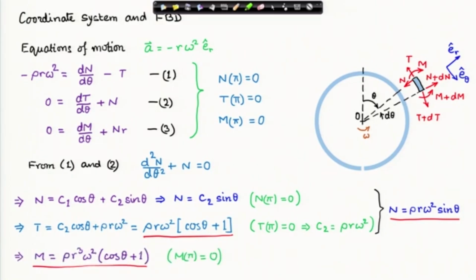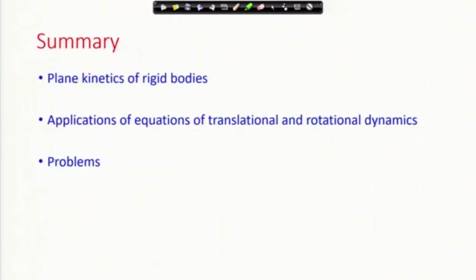And the bending moment is obtained from the third equation. By integrating the third equation, a straightforward integration, I have this expression for the bending moment, and I use this condition when I integrate. I have a constant of integration which is solved from the condition that the bending moment at pi is equal to 0. So, this completes this ring problem.